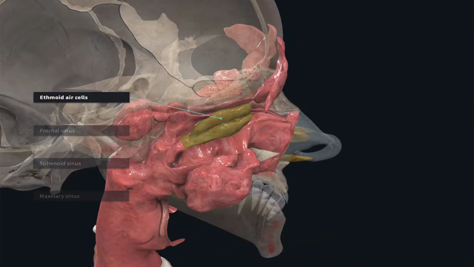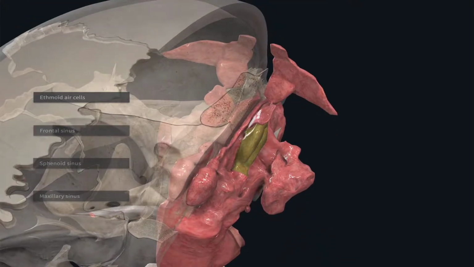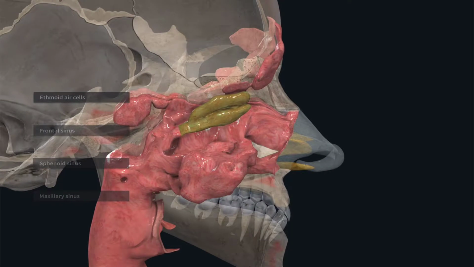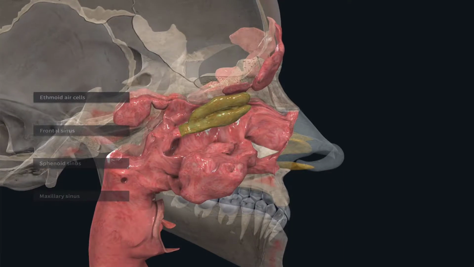And then finally, the ethmoidal sinuses, also known as the ethmoid air cells, are unique compared to the other 3. While the other 3 came in pairs, the ethmoid air cells, which are located here on the right side and over here on the left side, can be broken up into as many as 18 small ethmoid air cells in the adult.